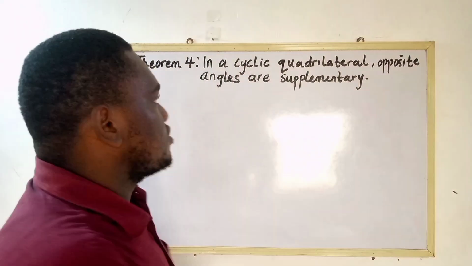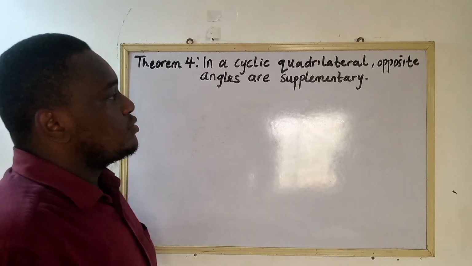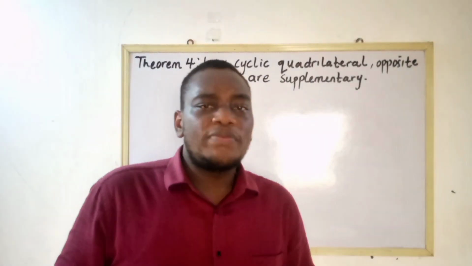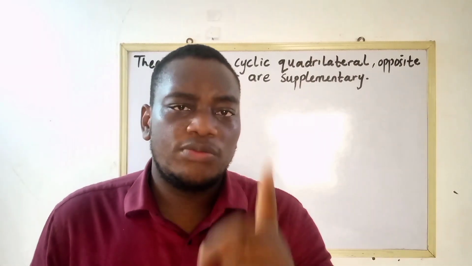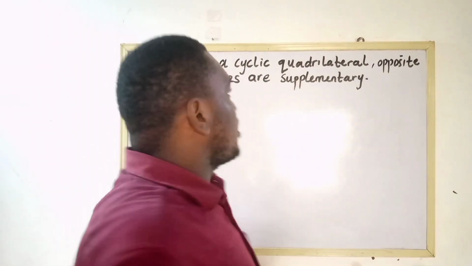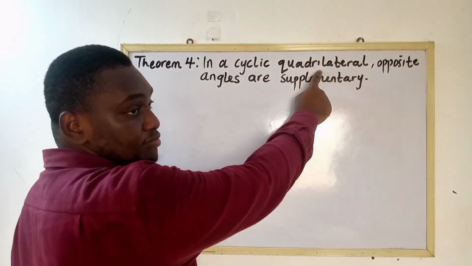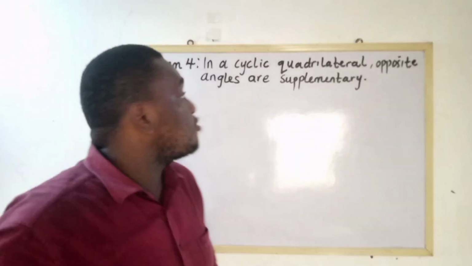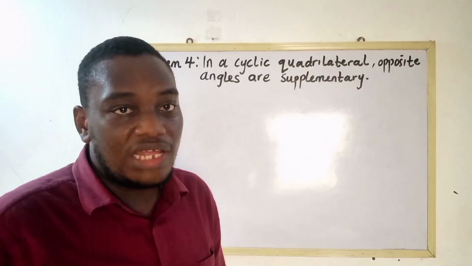So the statement of the theorem just goes as follows. In a cyclic quadrilateral, opposite angles are supplementary. To properly understand what the statement of this theorem is talking about, there are a few keywords here. The theorem says in a cyclic quadrilateral, opposite angles are supplementary. So the first question that comes to mind is, what exactly is a cyclic quadrilateral?